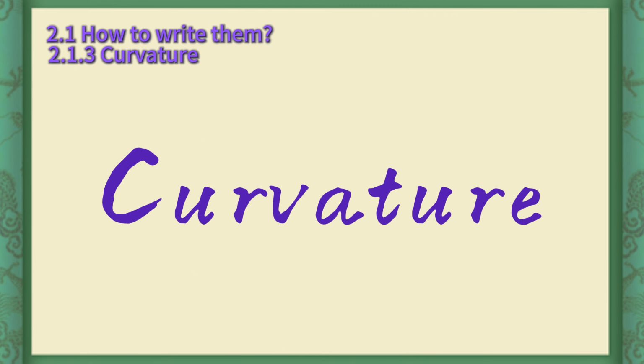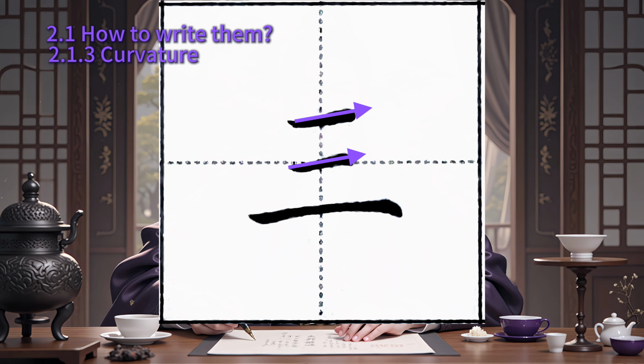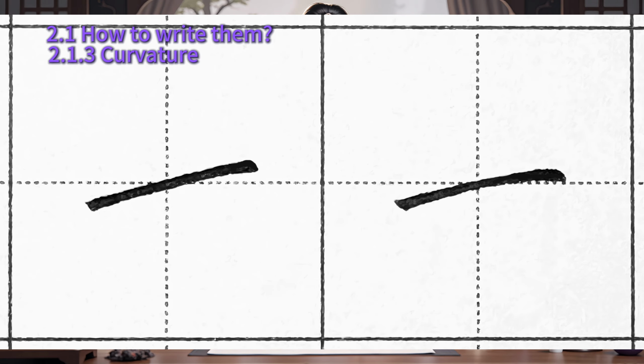About curvature. The short Heng normally is just written straight, with almost no curvature. For long Heng, they had better go upwards slightly in the first half and become flat in the last half. Because in this way, the long Heng appears to have elasticity, strength, and weight. Let's compare these two kinds of Heng.